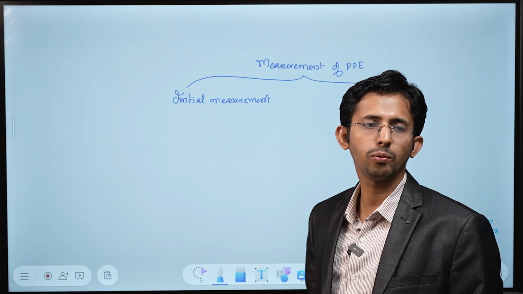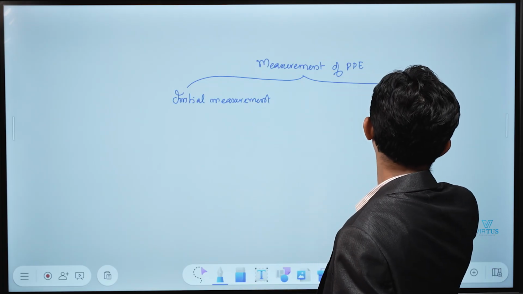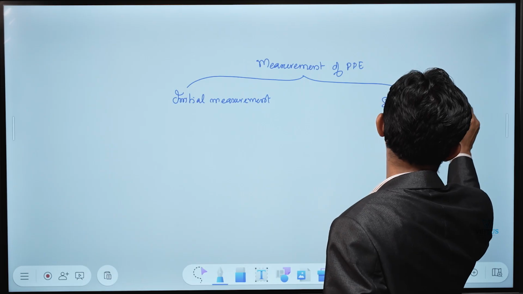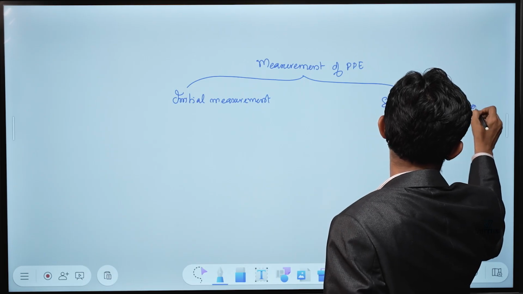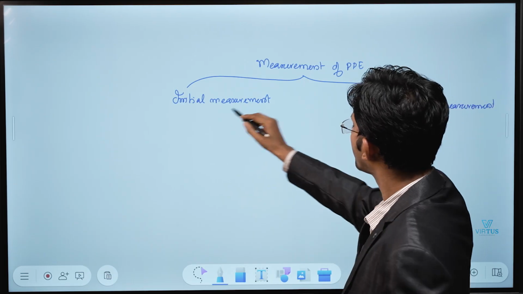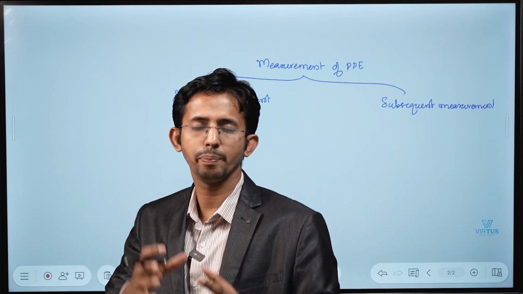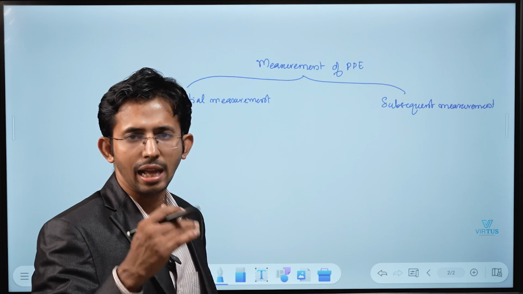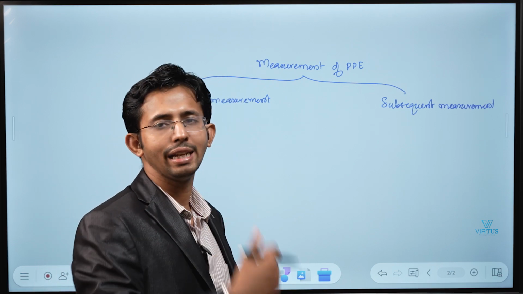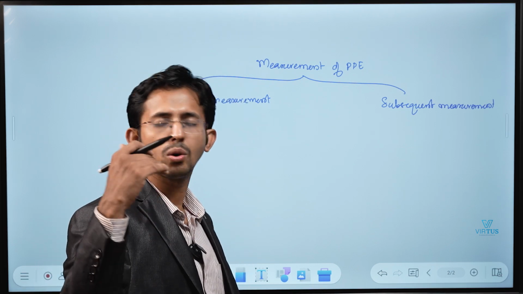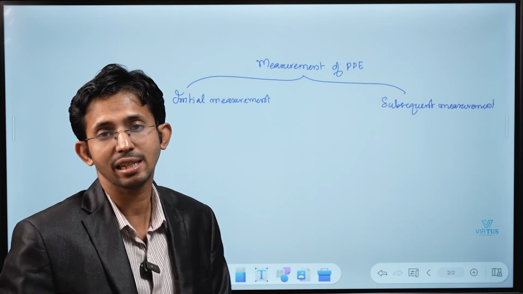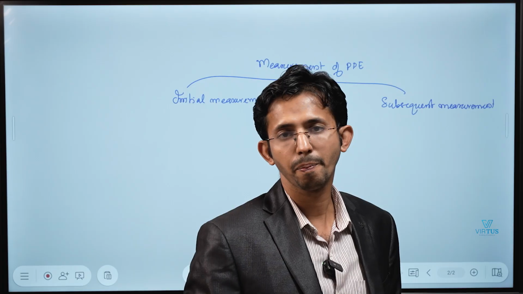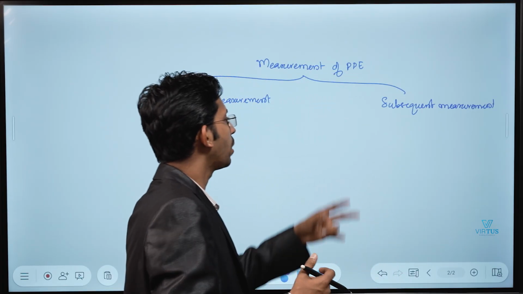Then you have subsequent measurement. What do you mean by subsequent measurement? Subsequent measurement means after you recognize the PPE, measure it and record it in the books of accounts, thereafter at every reporting date, at every year end, you have to remeasure the value of that PPE, and that remeasurement of value is what is known as subsequent measurement.